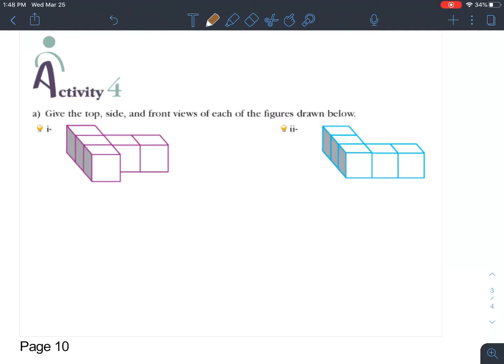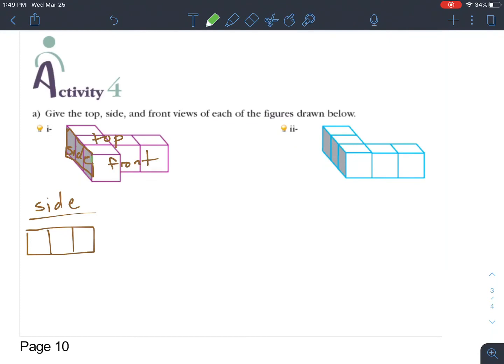Okay, so in this first one, there is our side view. This here is going to be the front. And then there is the top. So our side view first looks like it's going to be 3 wide and 1 tall. So I can just draw that right there.